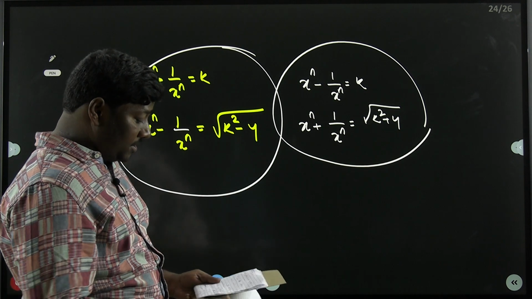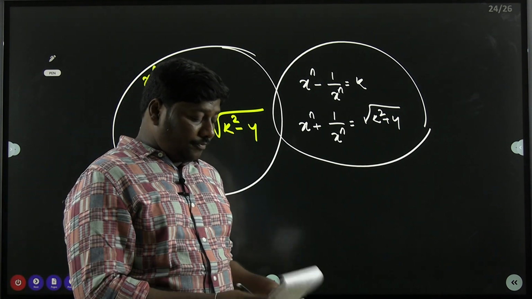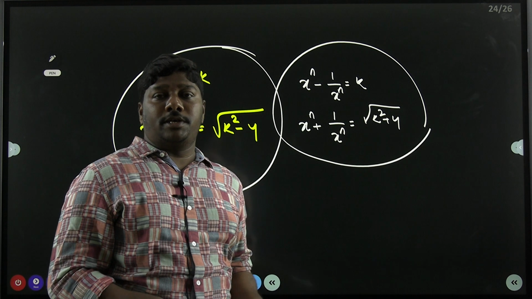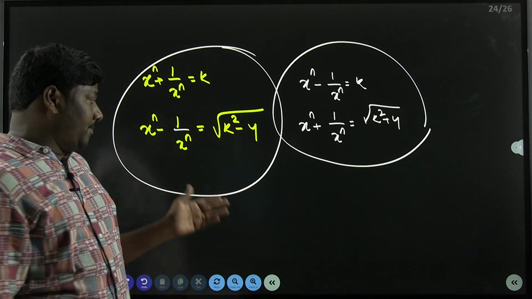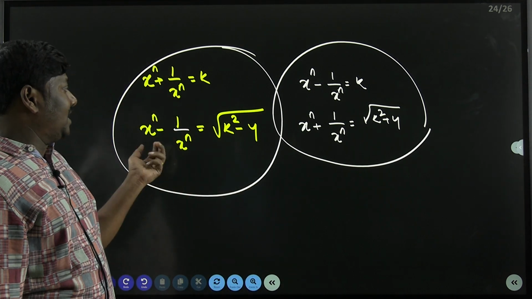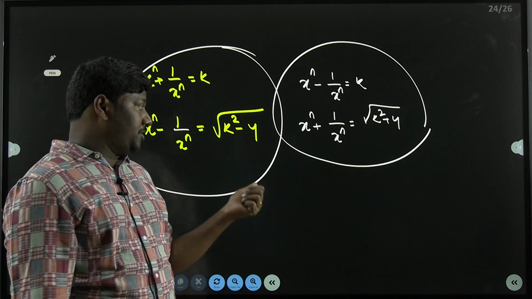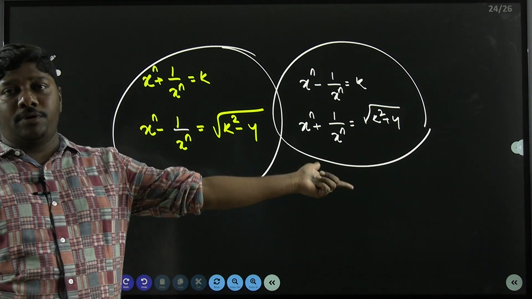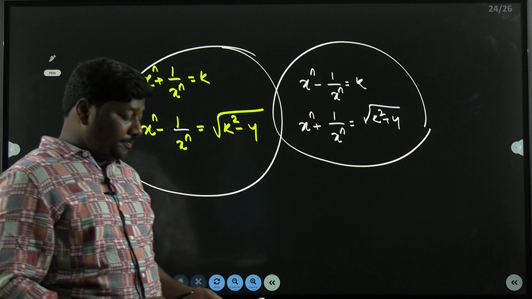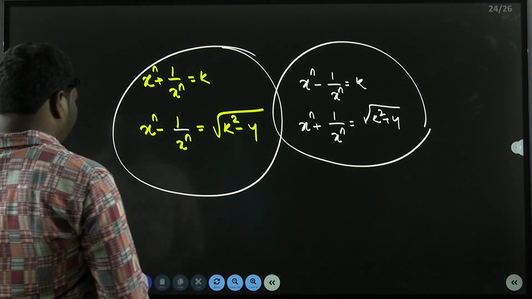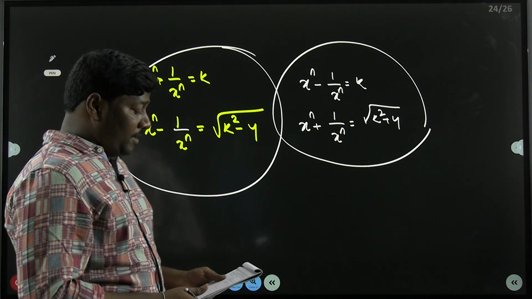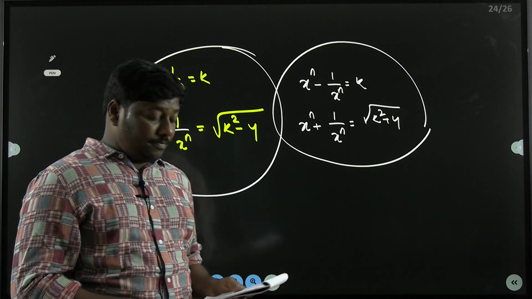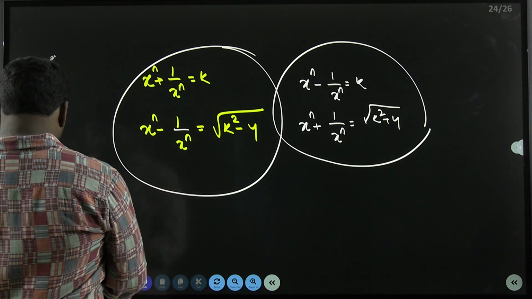One such example is they have given x to the power of 4 plus 1 by x to the power of 4. They asked you x to the power of 4 minus 1 by x to the power of 4. Nothing to do with n here. So you need to remember the formula, under root of k square minus 4, under root of k square plus 4. From trigonometry, only basic questions are asked. Not much, you should know the values. They are giving you the values.